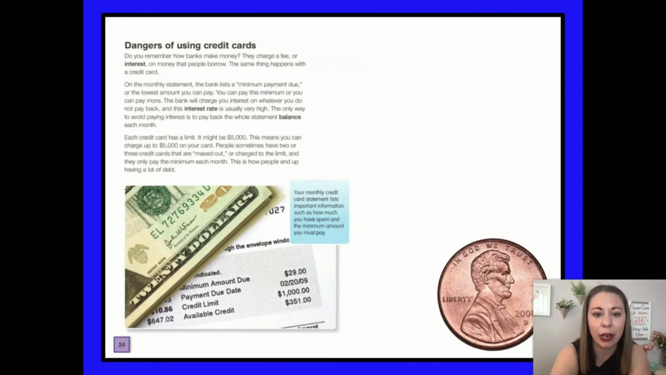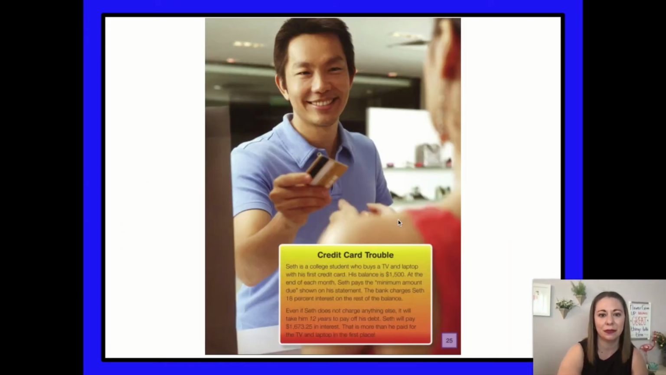It says your monthly credit card statement lists important information such as how much you have spent and the minimum amount you must pay. And remember the minimum, we have that penny because it's the smallest amount that you have to pay. So you can always pay more than that, but they always give you a minimum.